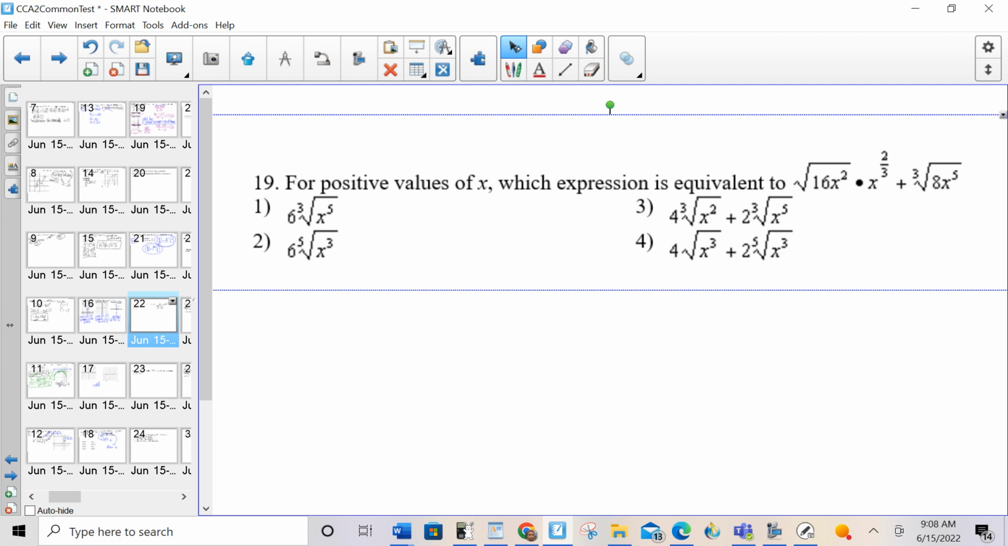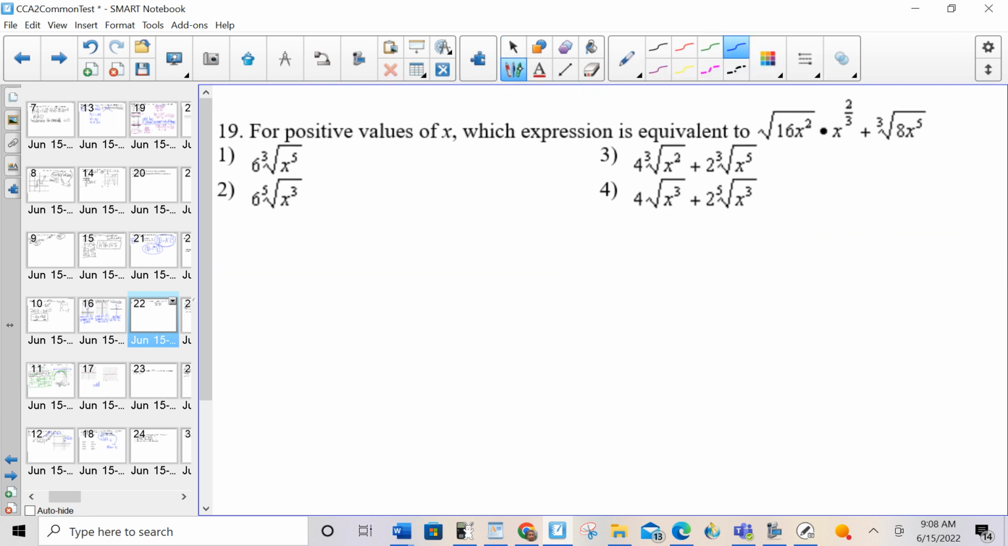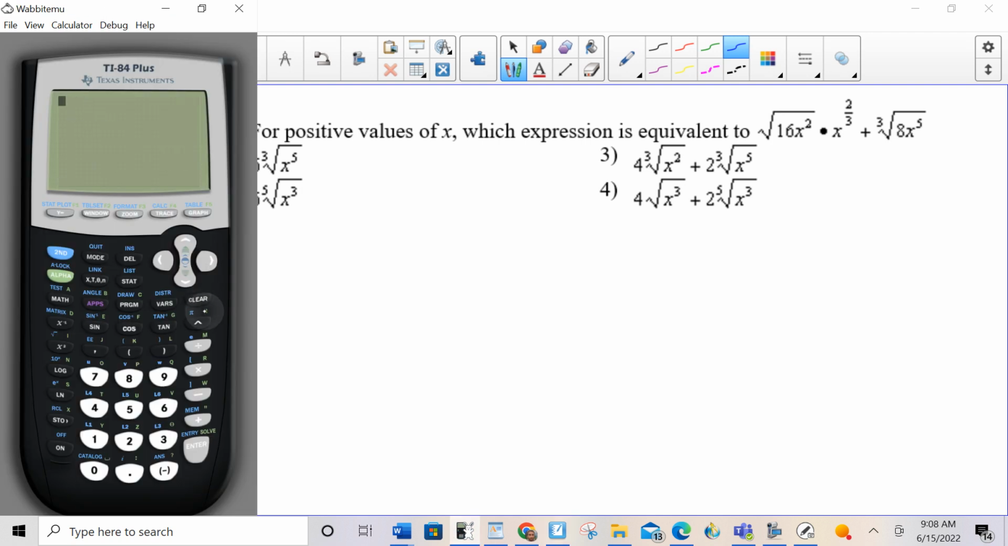19. I see variables in the problem. I see variables in the answers. I'm going to use multiple choice strategy again. You need to know how to type in your roots. We'll get to that in just a moment.